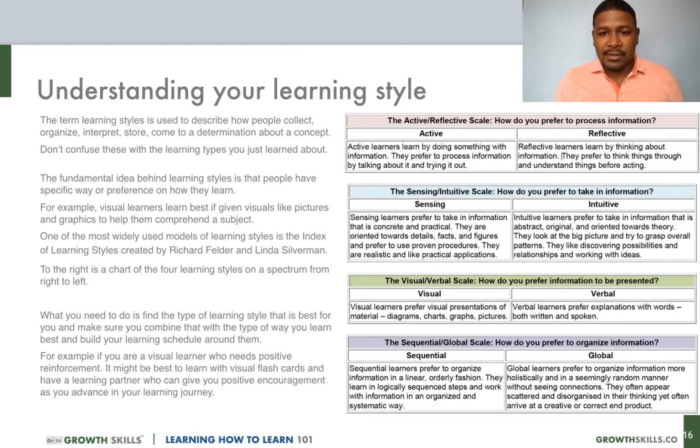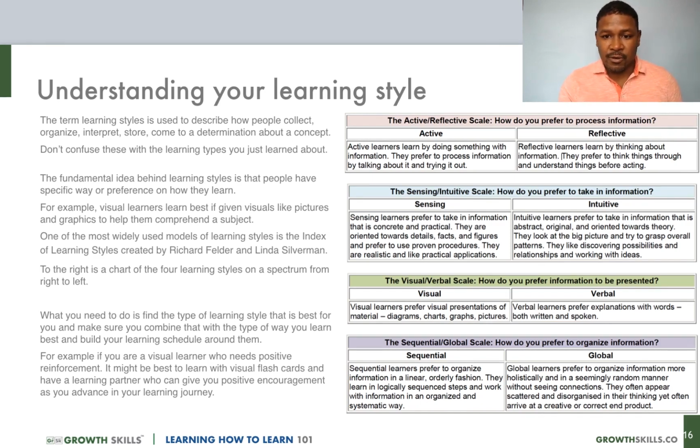Active learners learn by doing something with information. They prefer to process information by talking about it and trying it out. Reflective learners learn by thinking about information. They prefer to think things through and understand things before acting. Sensing learners prefer to take in information that is concrete and practical. They're oriented towards details and facts and figures. Intuitive learners prefer to take in information that is abstract, original, and oriented towards theory.